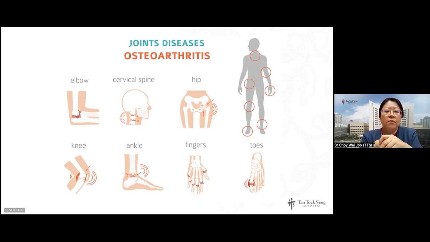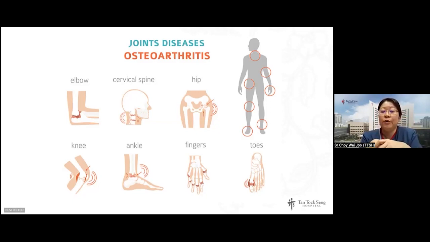Okay, is walking bad for OA? Generally, walking, we need to walk. So depending on how extensive your walk is, if it's just brisk walking for people like the elderly, then it's fine.